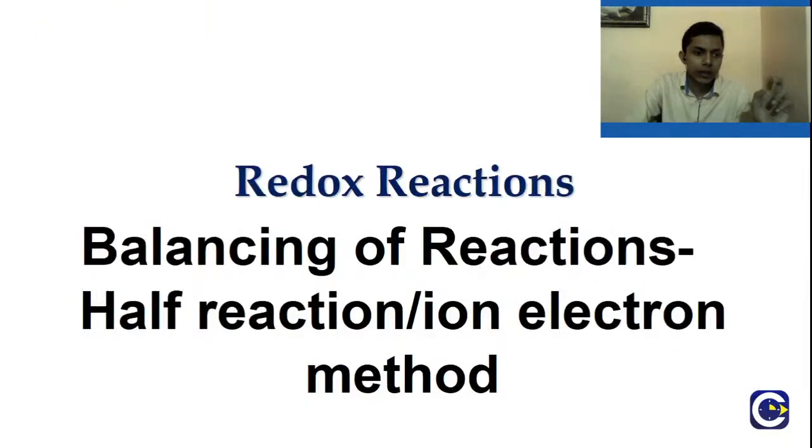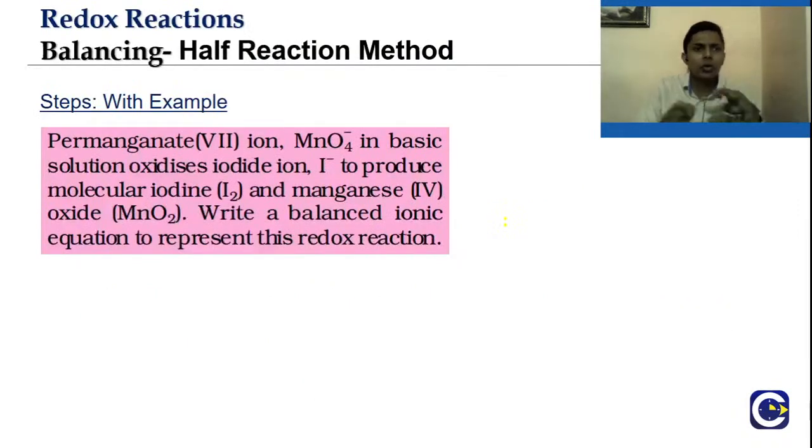Going ahead, another method is the half reaction or ion electron method. Basically, here we try to balance the electrons or charge on both sides. That is the principle on which we do the half reaction method. Hopefully, all of you will like the half reaction method more than the oxidation number method. At the end, you can comment which you like. Let's start with this example.